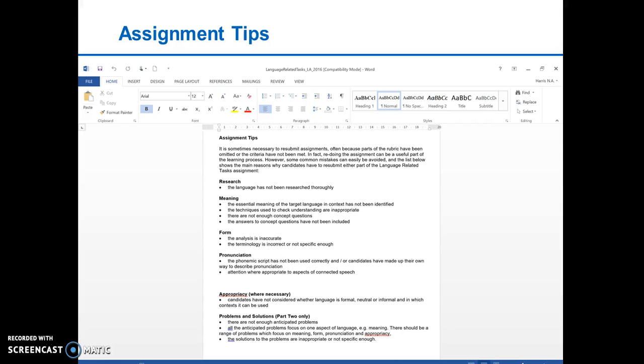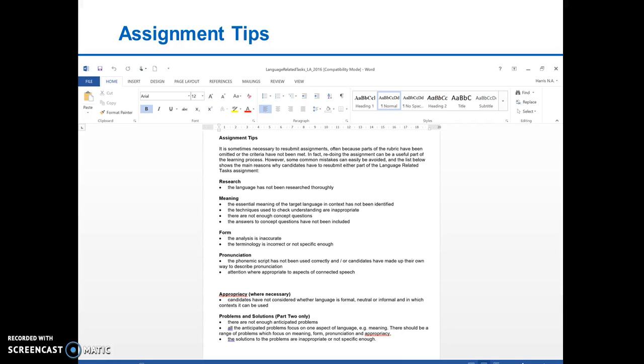As far as form is concerned, is this a noun, is it a verb, is this an adjective, and so on, it could be a problem that your analysis is inaccurate, you've got the wrong answer, or that you've used incorrect or insufficiently detailed terminology. Finally, looking at pronunciation, whilst we encourage you to have a go at transcribing the word for yourself, nevertheless please remember that for the assignment the transcription needs to be correct, as it would be in the classroom, and therefore it's absolutely fine to look up the word that you're transcribing in the dictionary and copying it.